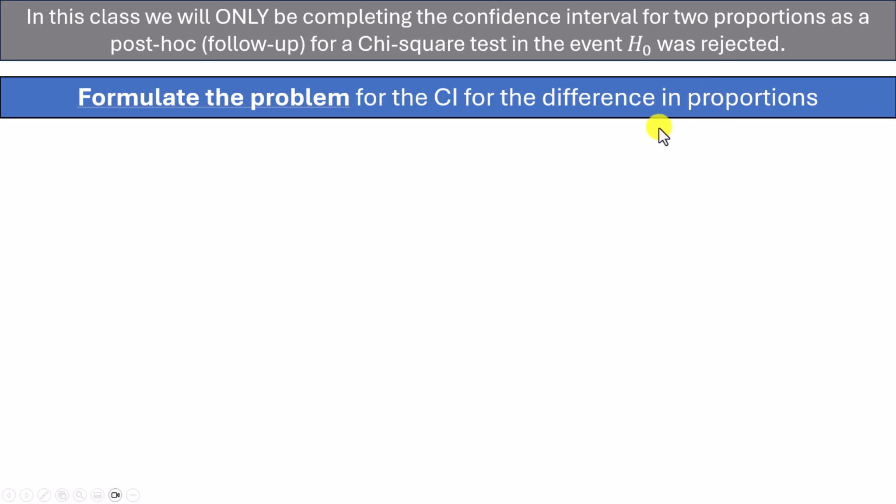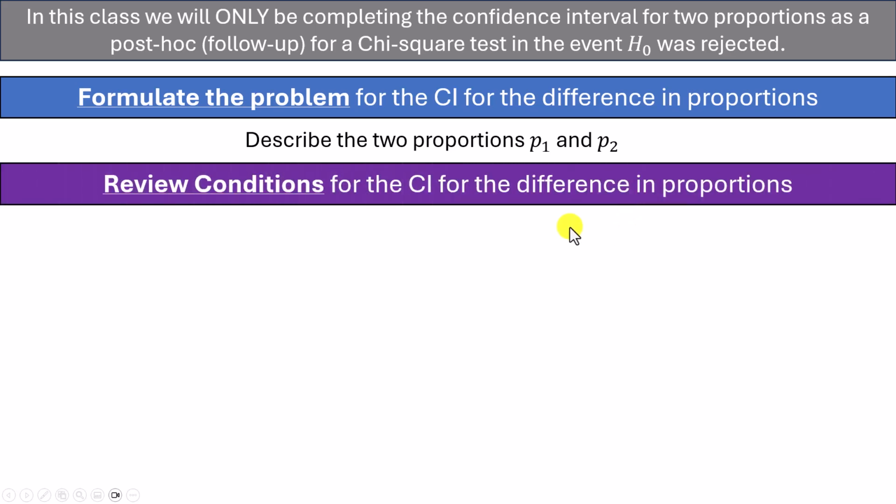Now, we've already done a number of those things in the chi-square test, and since we're doing this as a follow-up for the chi-square test, the only additional thing we're going to have to do here is describe the two proportions that we're going to be comparing. Now, theoretically, for a chi-square test, there could be more than two proportions, but we will only do it when there are two. There could be 3 or 4, and you have to technically do even more comparisons. But the only examples that I'm going to use are when there's only two proportions.